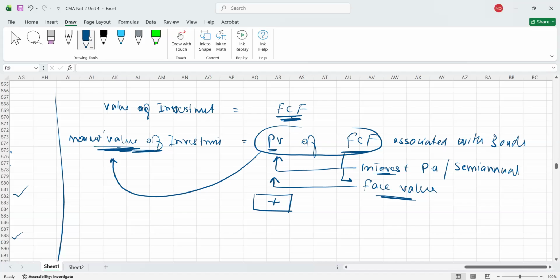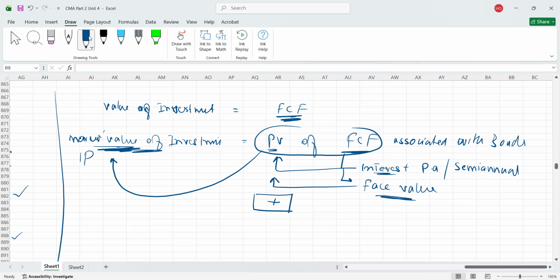I told you that if we ask you to calculate the market value or issue price, or maybe the present value, it's the same thing as I told you earlier. So simply we need to calculate the present value of interest and face value, and that is going to be the issue price, or that is going to be the market value.